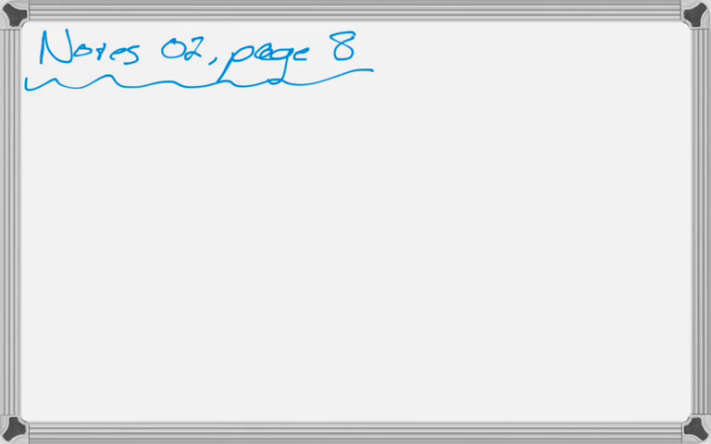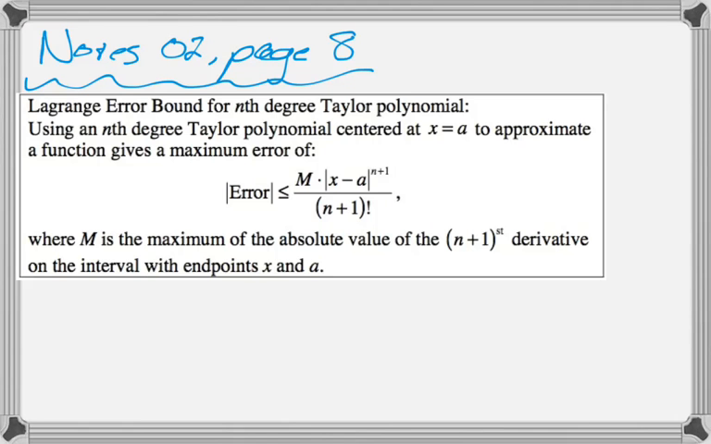Alright, this video covers page 8 of Notes 2 from Calc C, and this is where we start to talk about the error involved in Taylor polynomials. And this is kind of a big topic. A lot of people find it challenging because there's kind of a lot going on. So I'm going to do my best to kind of illuminate what's happening.